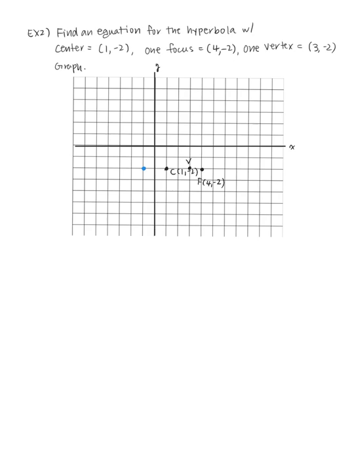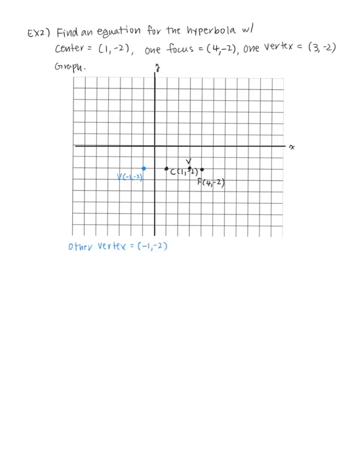So it looks like the other vertex is going to be at (-1, -2). So I'm going to write it as V is (-1, -2). And don't worry, I'm going to write it on the bottom. So the other vertex is going to be at (-1, -2).